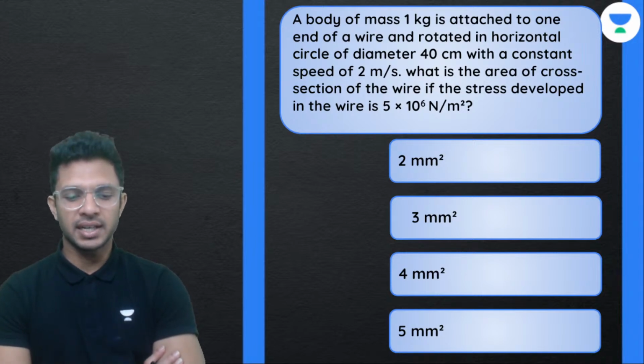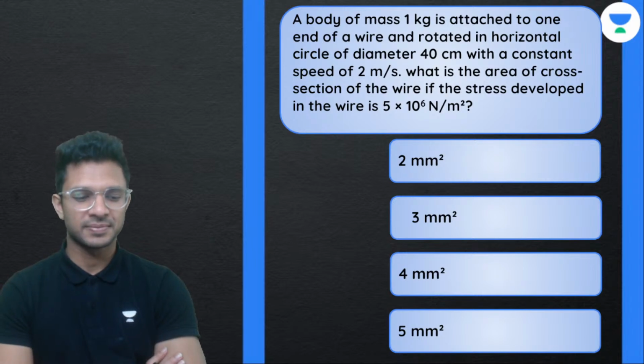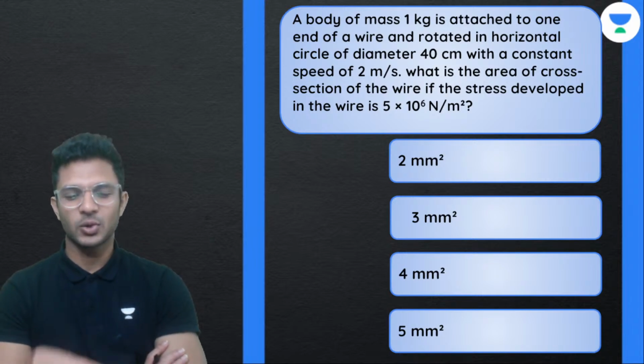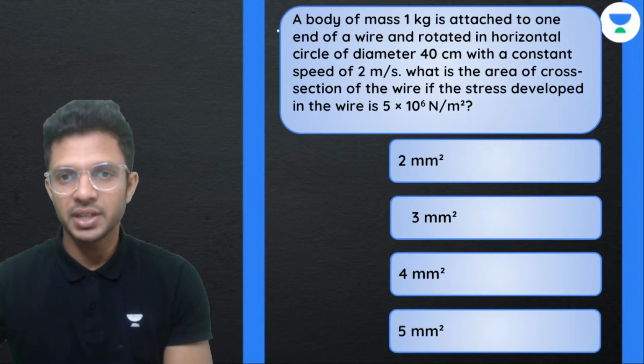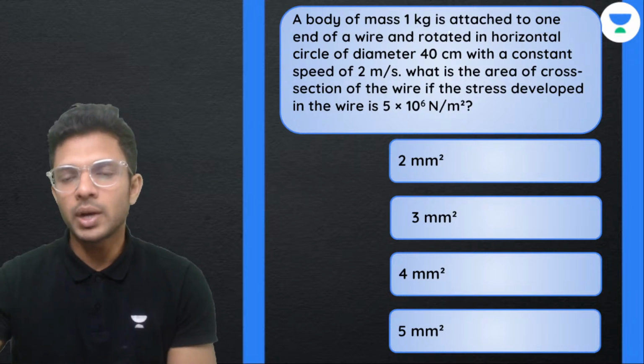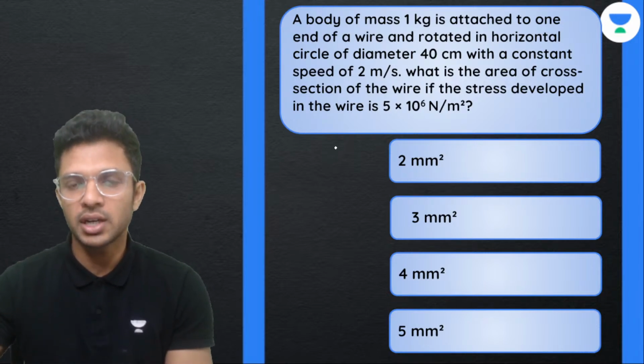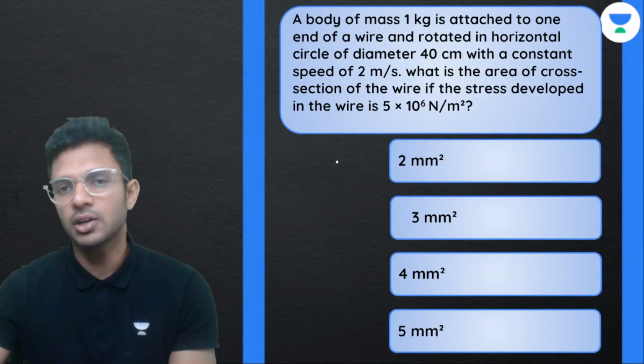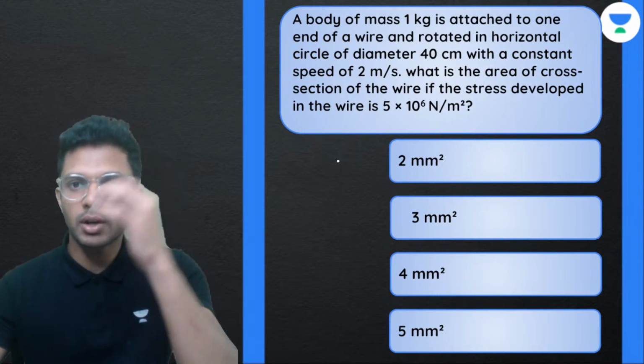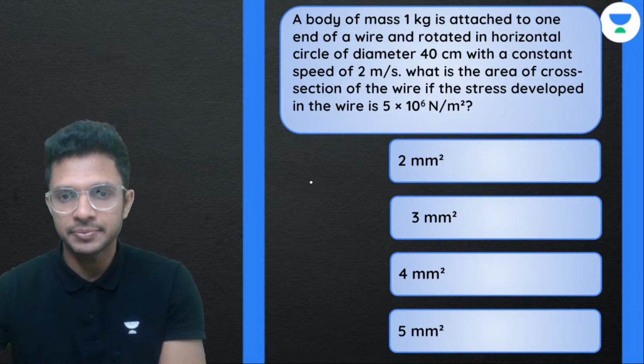Once it is done, we can start. Anyone? Okay, I'll give the answer. It's very simple actually. A body of mass 1 kilogram is attached to one end of a wire and rotated in a horizontal circle of diameter 40 or radius 20 centimeter with a constant speed of 2 meter per second.